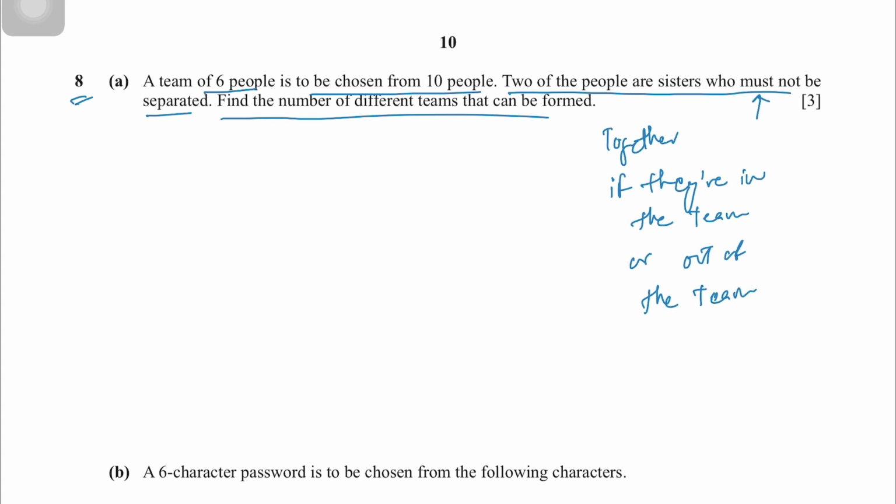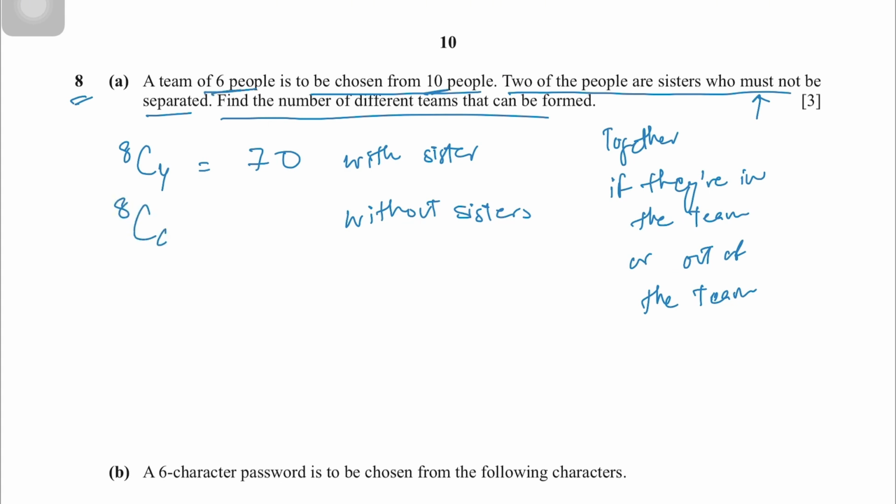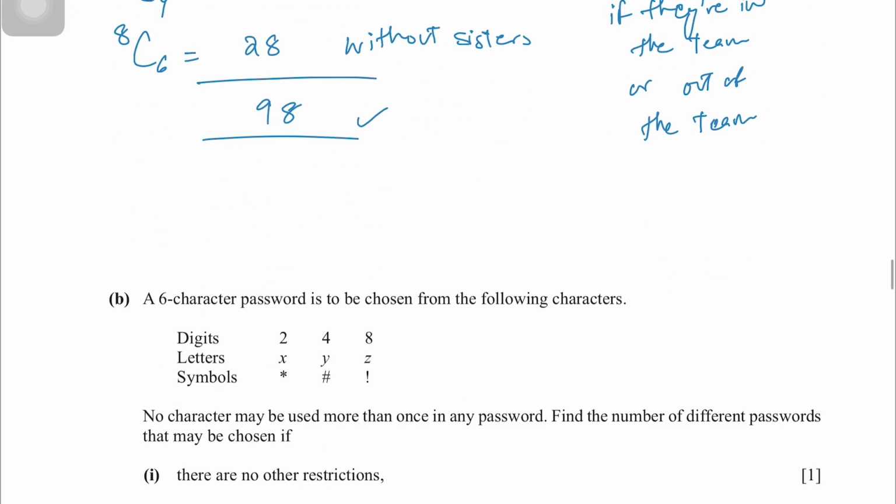So when we have those 2 sisters, we are left with 8 people and we need 4 more people. So this would be 8c4, and this is basically 70. Now, if we have without sisters, let me write it down. So 2 people are not here. So we have to select from 8 people, and we have to select all the 6 people. So this would be 8c6, and this 8c6 is basically 28. We add both of them, so we get 98. So this is our final answer.